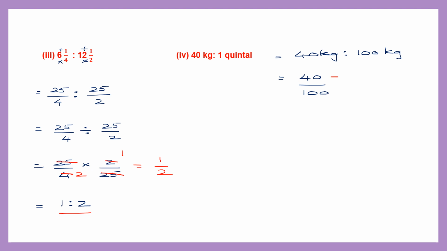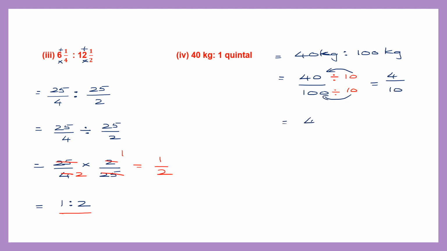Now to reduce it to the lowest term, let's divide both by a common term. And the common term here is 10. You can divide both by 10. Okay, so we'll do that first. So dividing both by 10, what do we get now? So 10 fours are 40 and 10 tens are 100. So we've got 4 by 10.